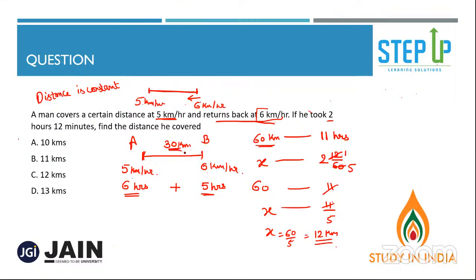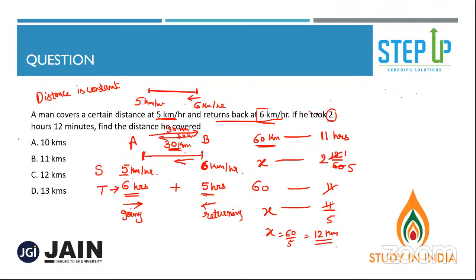So I assume that 30 kilometers is the distance from A to B. If it is a 30 kilometer distance, I'm traveling at the speed of 5 kilometer per hour, it means that I'll take 6 hours. 30 kilometer while returning, if I'm traveling at the speed of 6 kilometer per hour, it means that I'll take 5 hours. So while going, I would have taken 6 hours, and while returning, 5 hours. So in total, I have taken 11 hours. What was the distance? 30 kilometer while going and 30 kilometer while coming back. So the total distance I traveled was 60 kilometer. 60 kilometer is 11 hours.